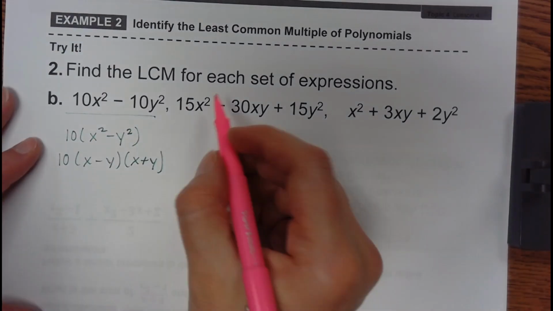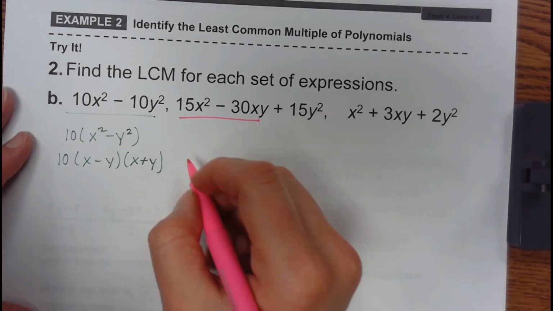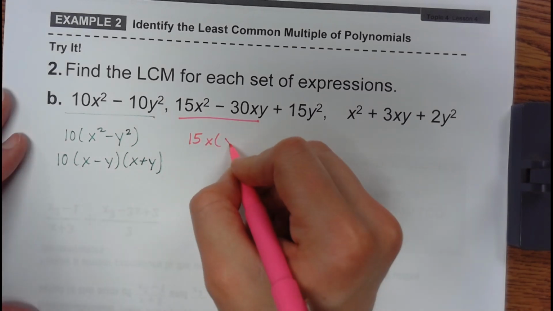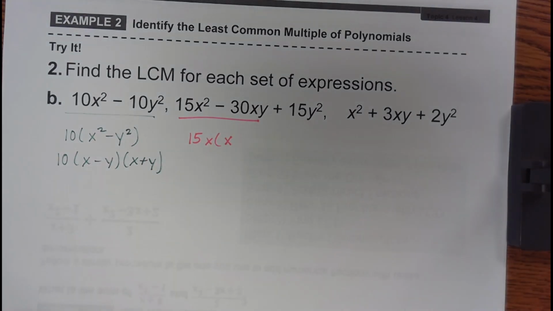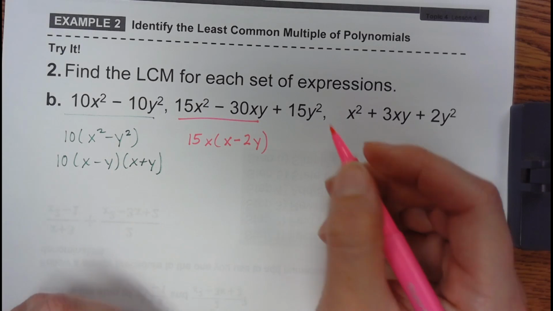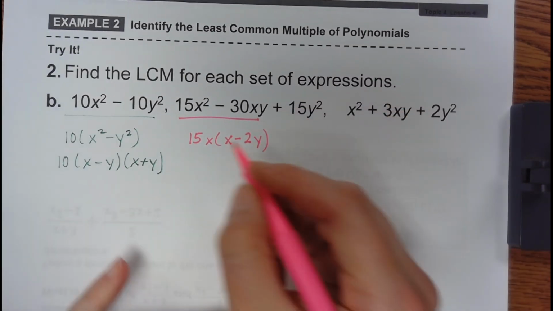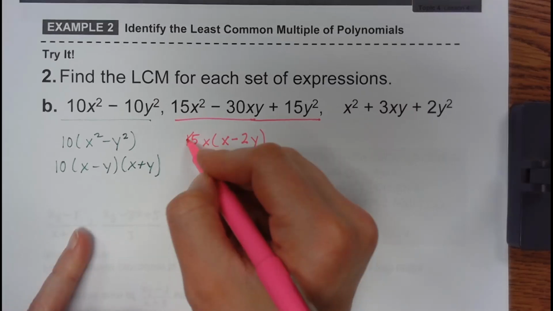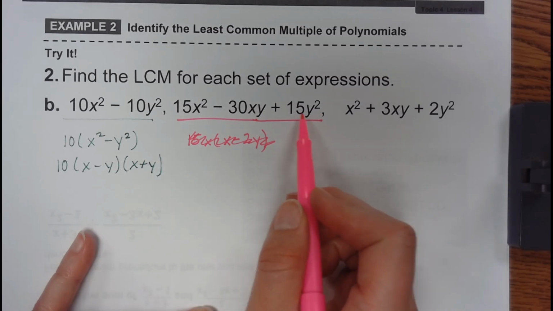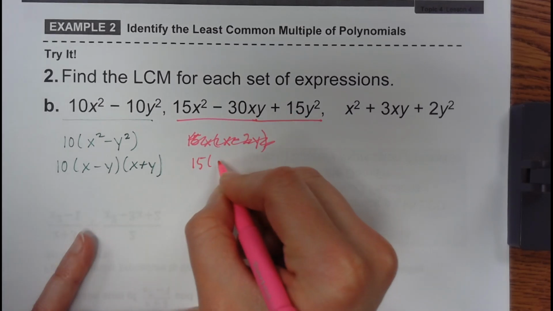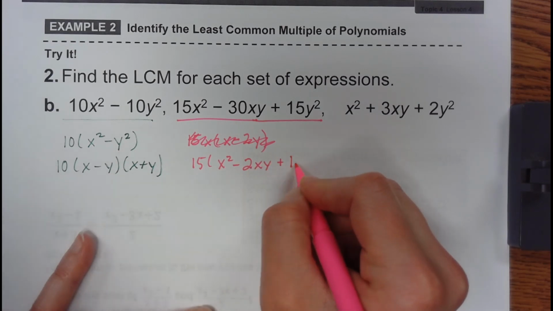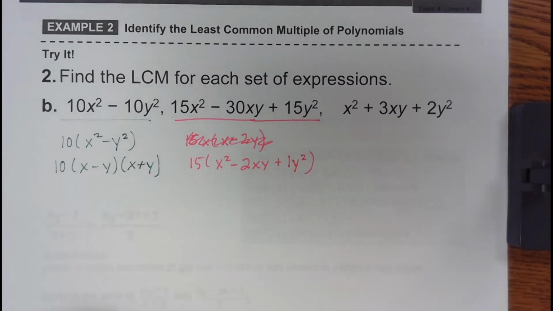Okay. In this one, we have a 15 and an x, and so what's left over would be an x minus 2y. Oops, sorry, there's a 50. I missed this. Cancel that out. Okay, so what's common in all three of these? We would have a 15 I can factor out, but nothing else. So we got x squared minus 2xy plus 1y squared. Okay, so we're going to factor this.